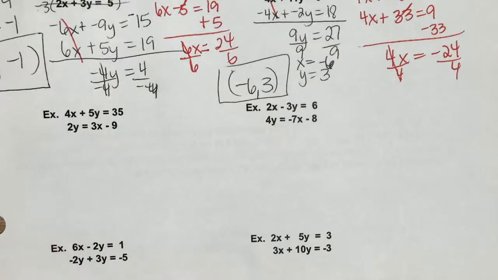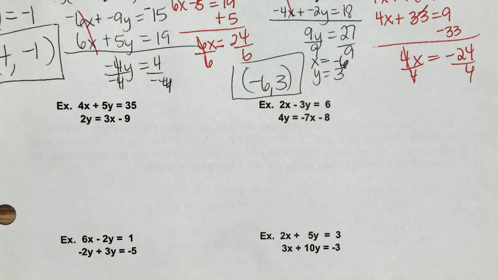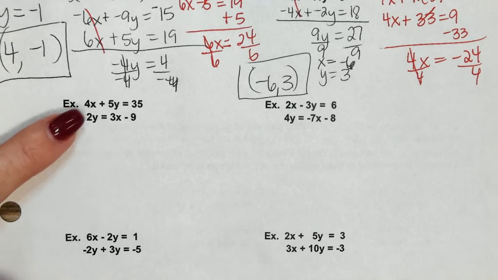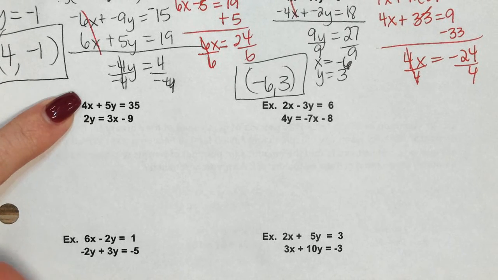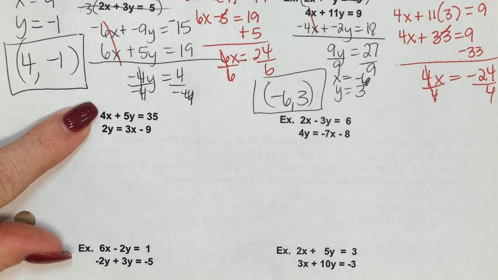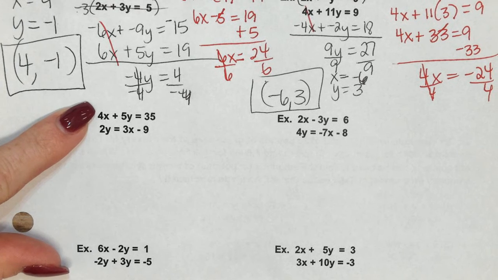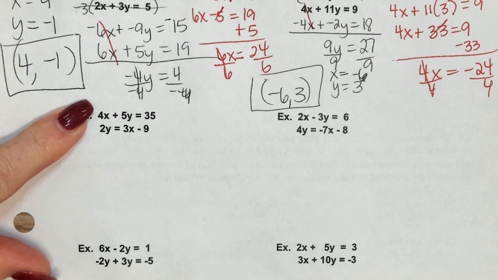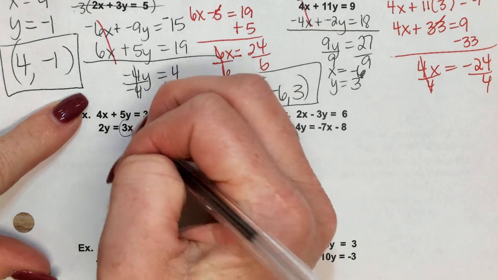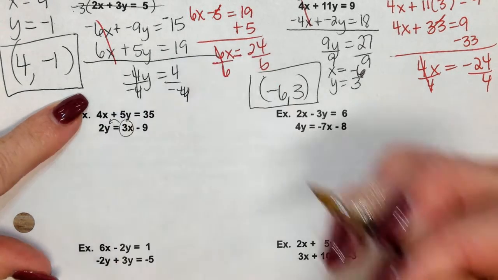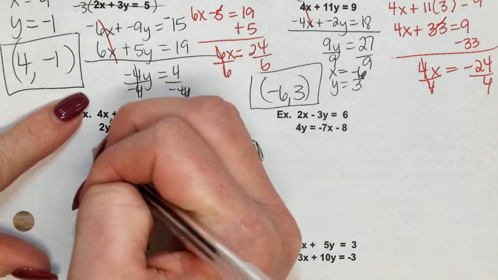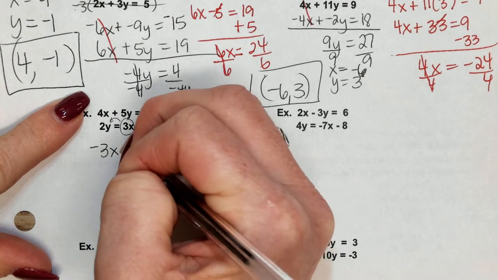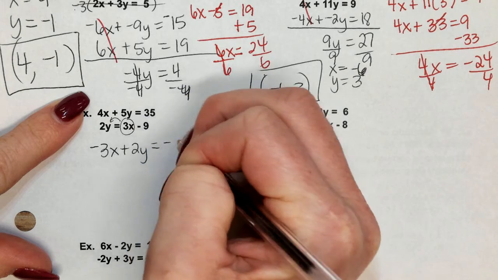Okay, the next question. I'm going to give you just a second to look at it and tell me what is the first thing that I would have to do to this to start my process to solve it. If you said rearrange this equation, you were correct. So this would have to move to this side by subtraction. So I would have negative 3x plus 2y equals negative 9.